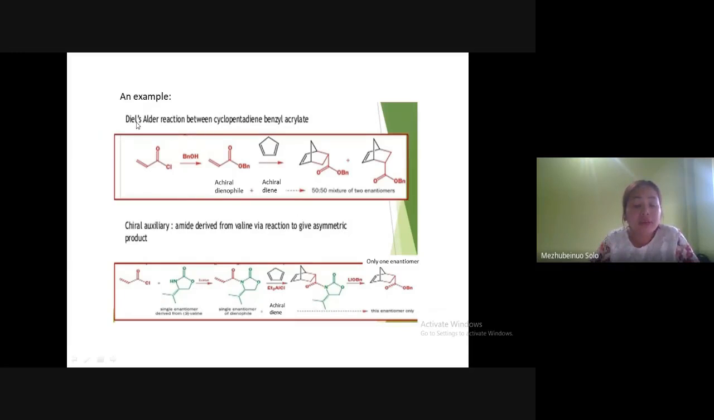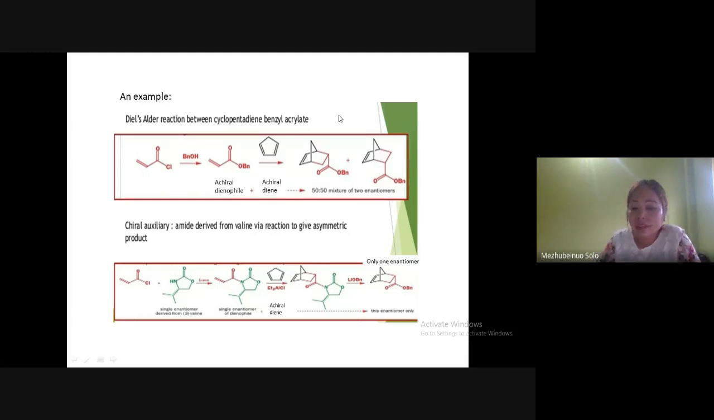The example is the Diels-Alder reaction between cyclopentadiene and benzyl acrylate. So see, in this example, both our starting materials are achiral, and the group that is attached to the alkene lies on the plane. So there is equal possibility for the incoming group to attack from the back side or from the front side. So it will result in two enantiomers as a 50-50 mixture.